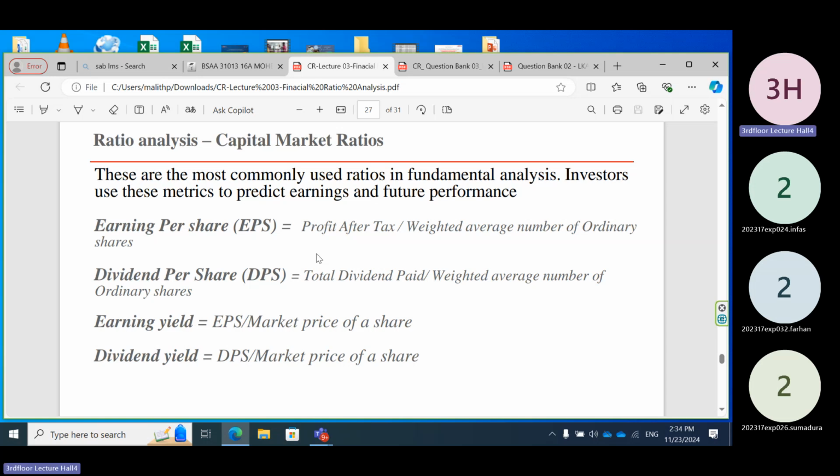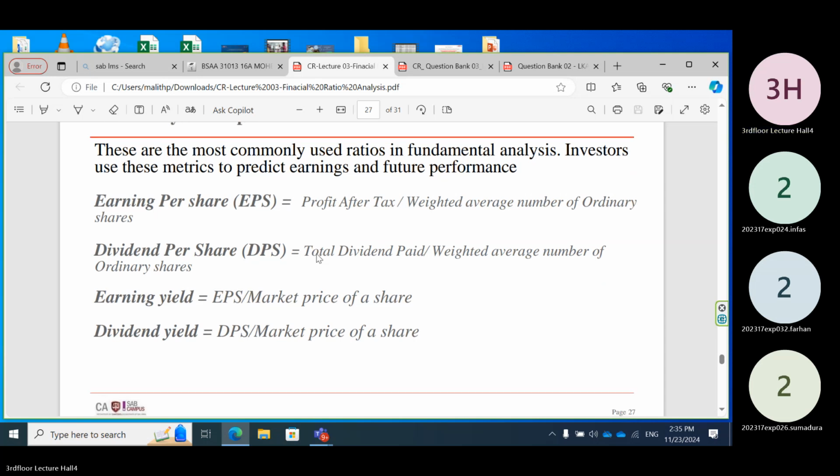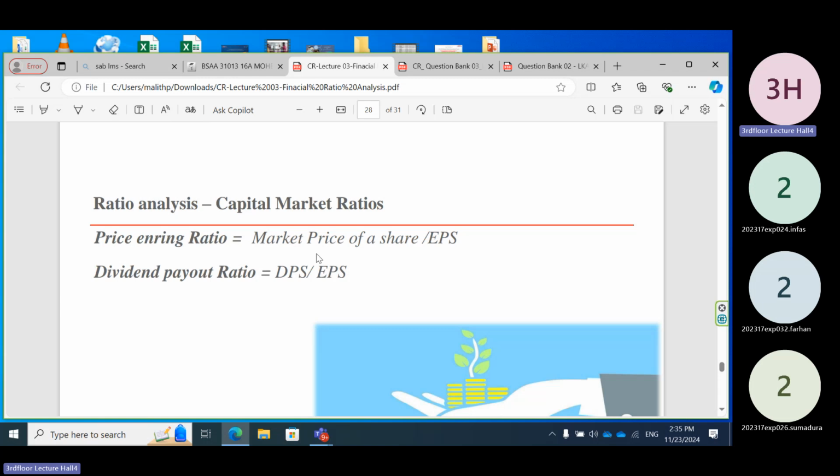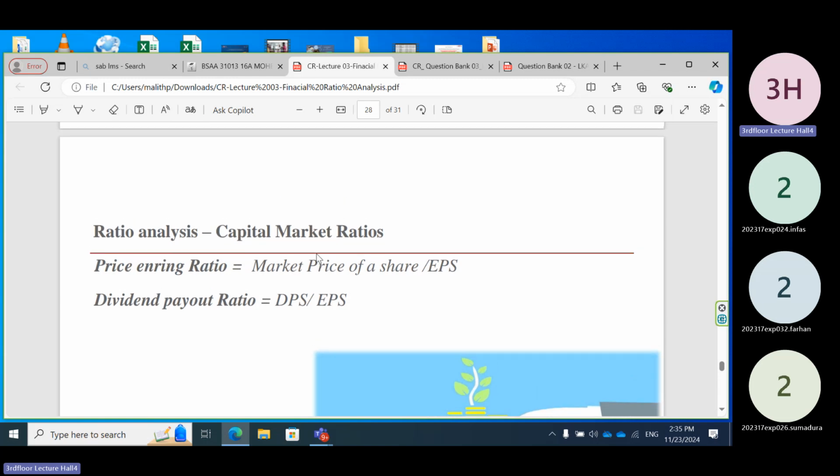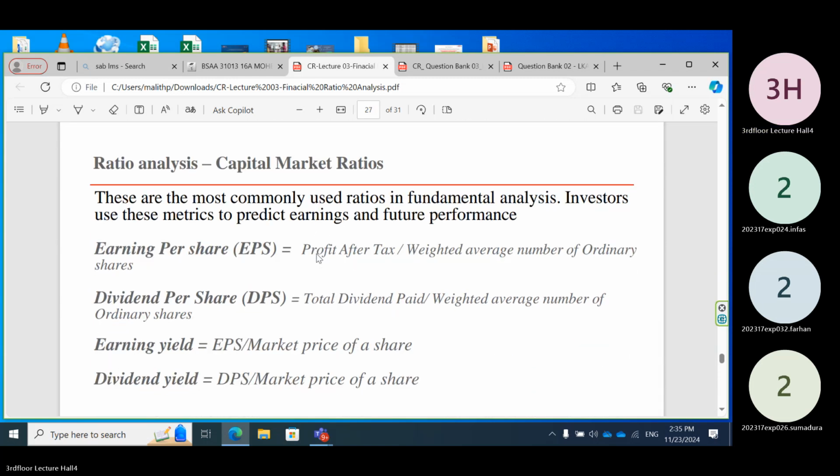We have the current ratio, efficiency ratio, and leverage ratio. All are relating to the financial historical accounting numbers. So here we are discussing capital market related ratios, right? So we are focusing on earnings per share, dividend per share, earnings yield, dividend yield, and then the PE ratio. We need to calculate the PE ratio as well. Yeah, PE ratio and dividend payout ratio.